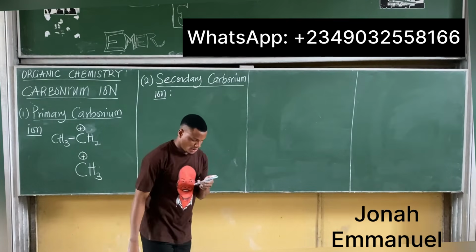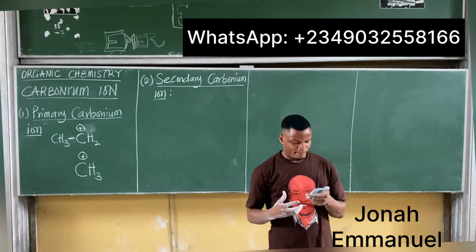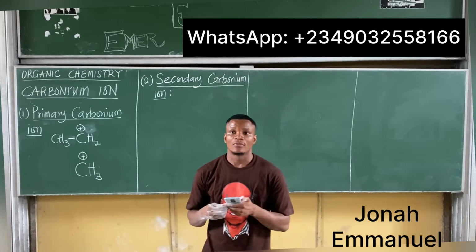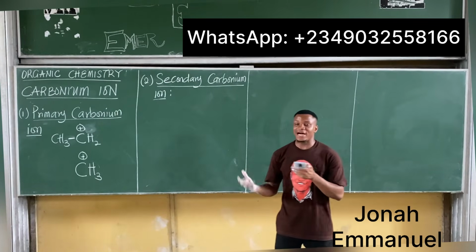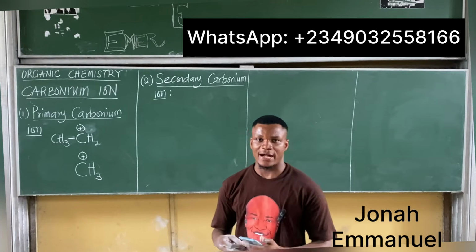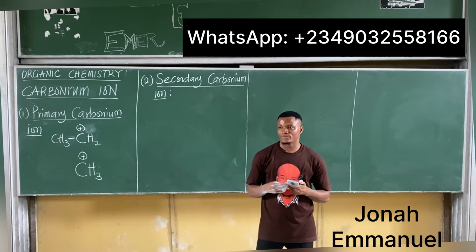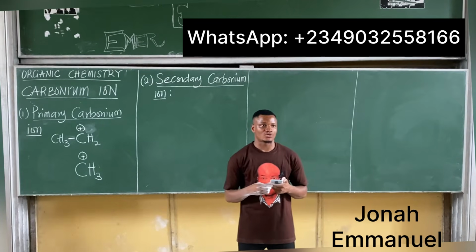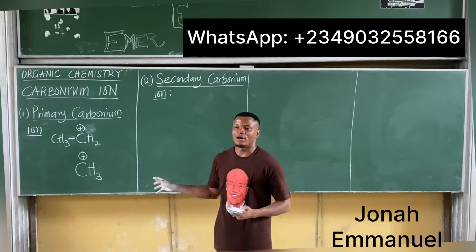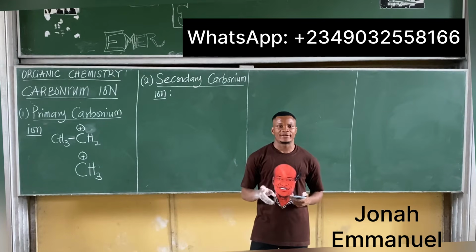Let's do secondary carbonium ion. Here, the carbon which carries the positive charge is attached to two alkyl groups. I'll show you how this one is done, and then you define tertiary and give out the example.